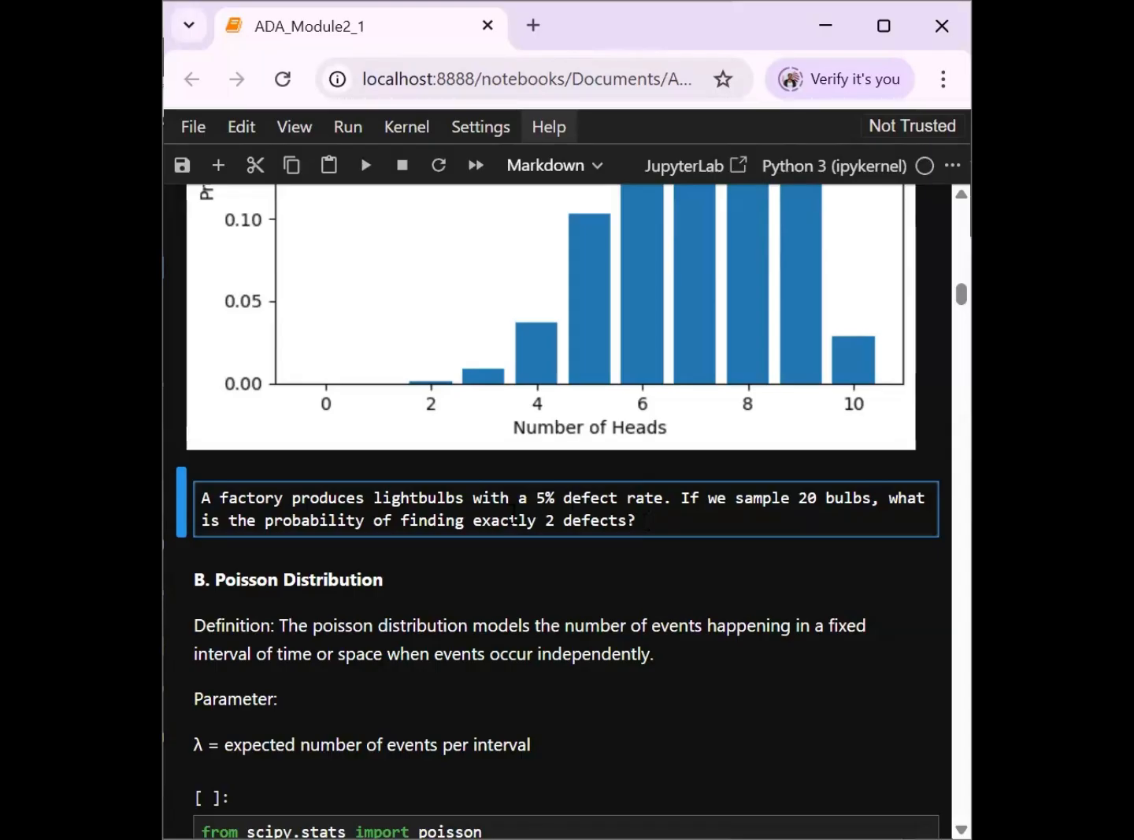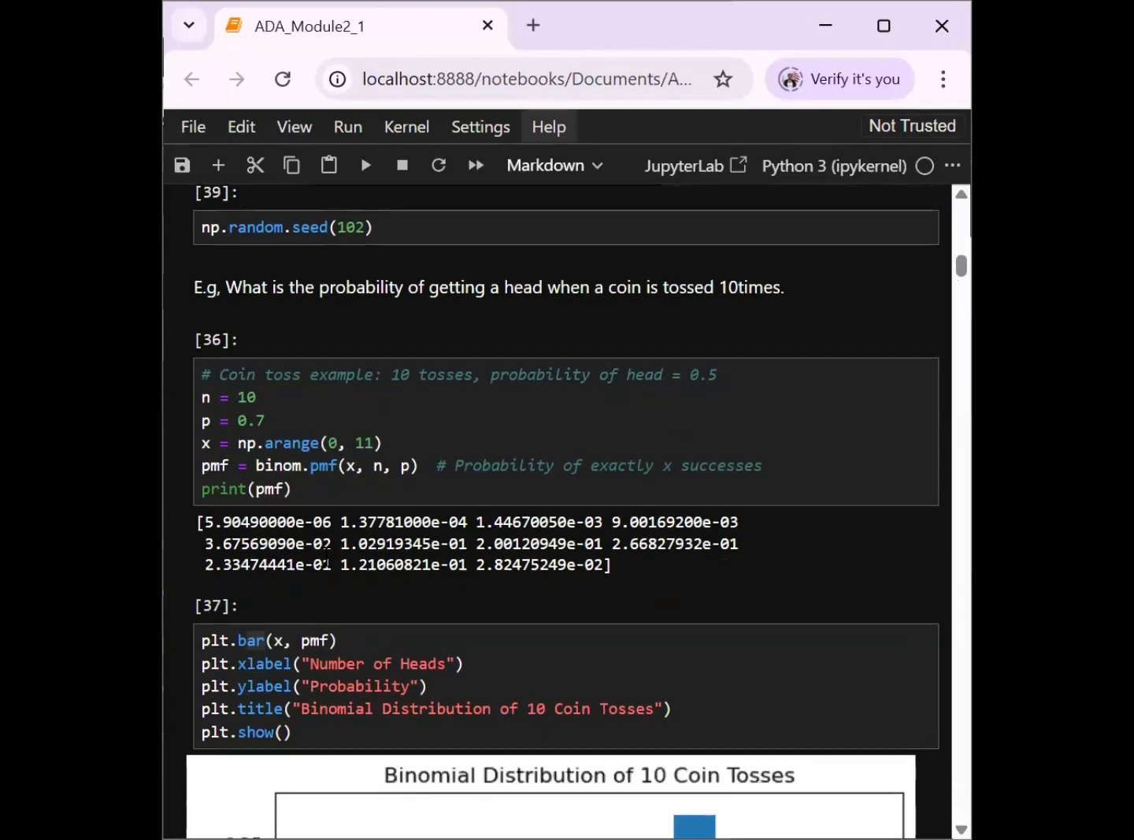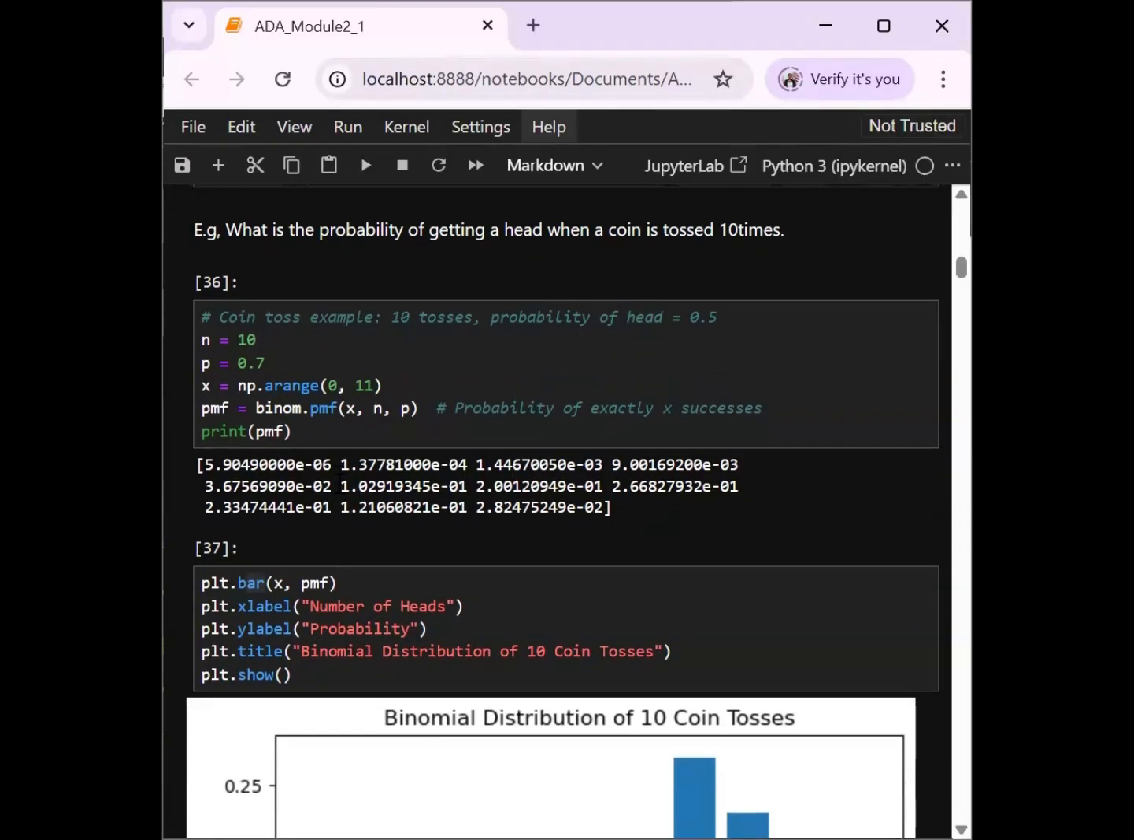Now, we know that for the binomial distribution, we use the binom.pmf, right? Not PDF, because this is a discrete random variable. So you cannot get something like 1.5 bulbs that are defective. It's either one bulb that's defective or two bulbs. You can't get a decimal number in between.